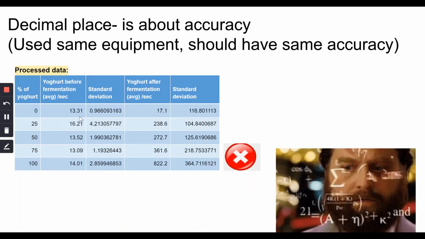But unfortunately, this is very unclear. Actually they should be using a flow rate and things like that, because think about it, this is actually the process data already. The second error that they made is that the standard deviation should have the same decimal place as the data as well. Also, if it's process data, you should not have the yogurt before and yogurt after. You should have the differences. So this is not a very good example. You need to standardize it.